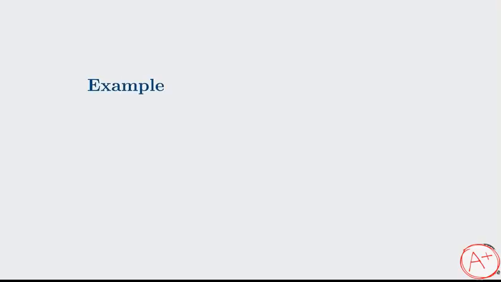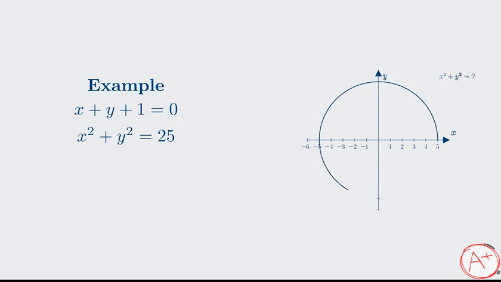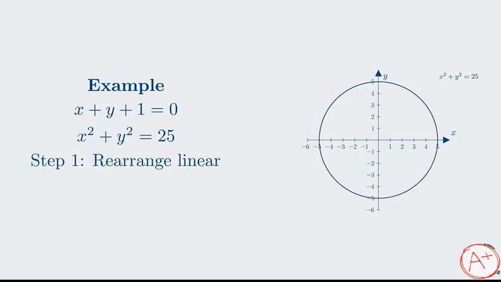Let us apply this methodology to find the intersection of a line and a circle. Consider the equations x + y + 1 = 0, and x² + y² = 25. Step 1. Rearrange the linear equation. First, we isolate y in the linear equation. This gives us y = -x - 1.